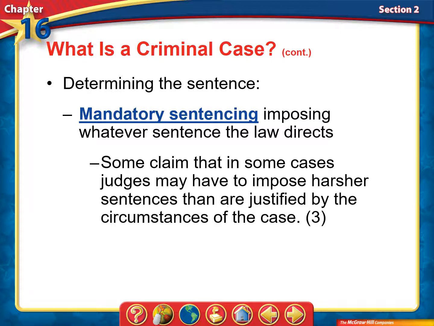For example, if you are caught with a dealer quantity of marijuana, that could be as little as 3 ounces. It could be as much as 100 pounds. But there is a mandatory sentencing law that, regardless of the excessiveness of the quantity, may put you away for a very long time. And some have argued that's excessive. And once more, the Constitution says that punishment must be proportional to the crime.